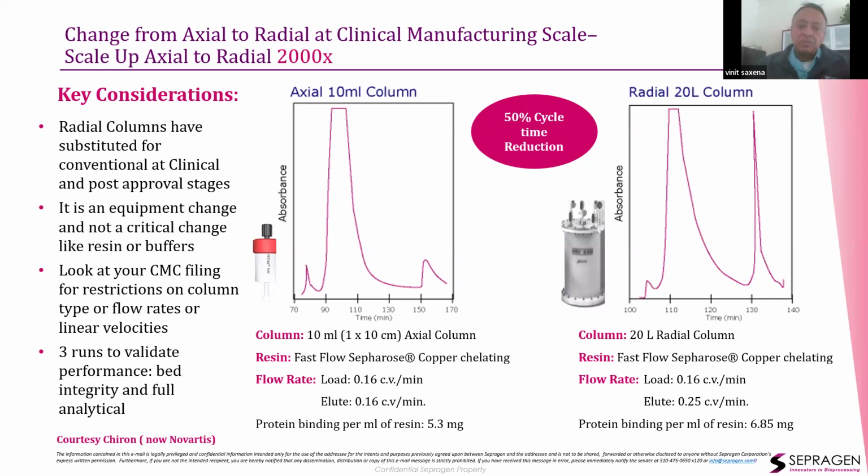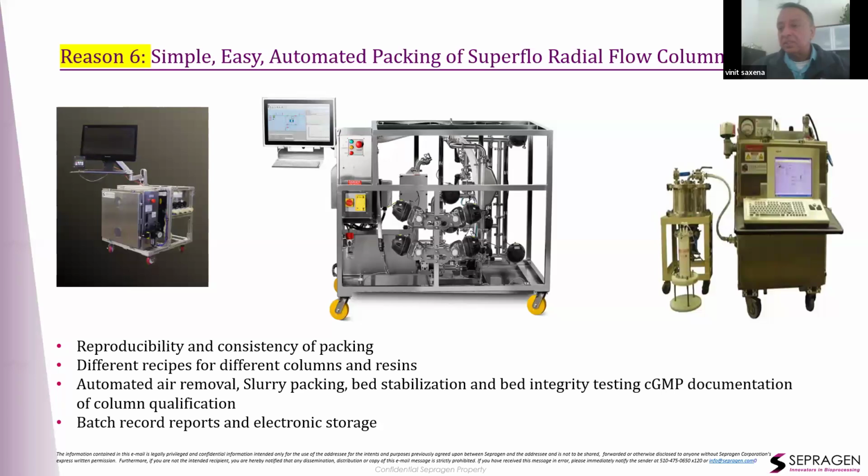So this was one of our earlier examples of changing from conventional to radial flow column at later stage clinicals. Since then, today we are doing a plant which will be the largest insulin plant in Asia, where they're making a post-approval change to an existing, well-established conventional insulin process and moving it on to radial flow.